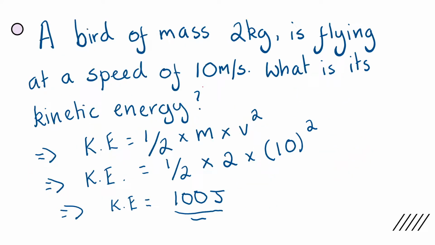So we'll go straight into an example. A bird of mass 2 kilograms is flying at a speed of 10 meters per second. What is its kinetic energy? First of all, always write out the equation, kinetic energy. You can just write KE, people know what you mean. It's half times m times v squared. So I'm substituting the numbers in before rearranging. So KE is half times 2, that's the mass, times 10 squared. Half times 2 is going to be 1, and 10 squared is 100. So it's very easily 100 joules. That's a very straightforward one.